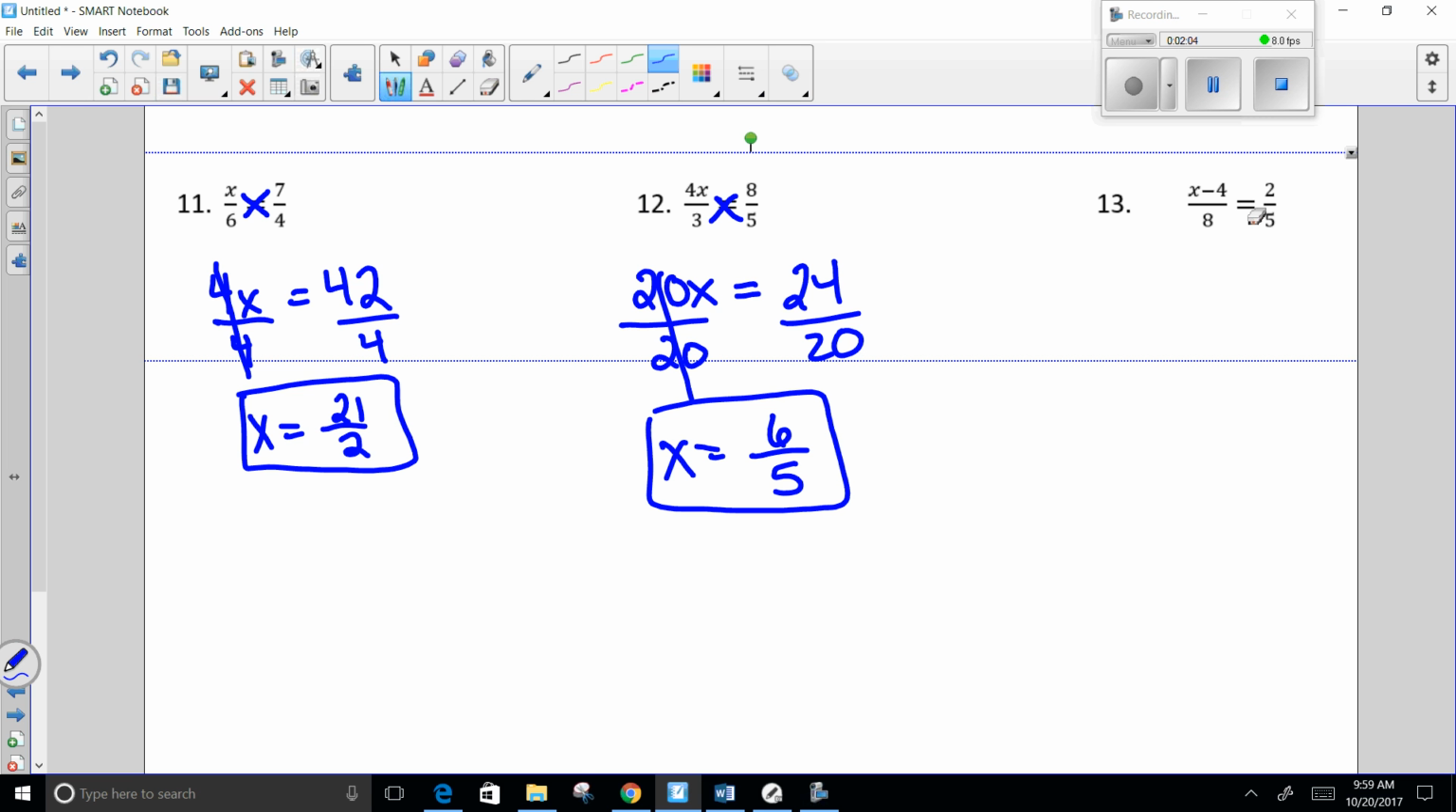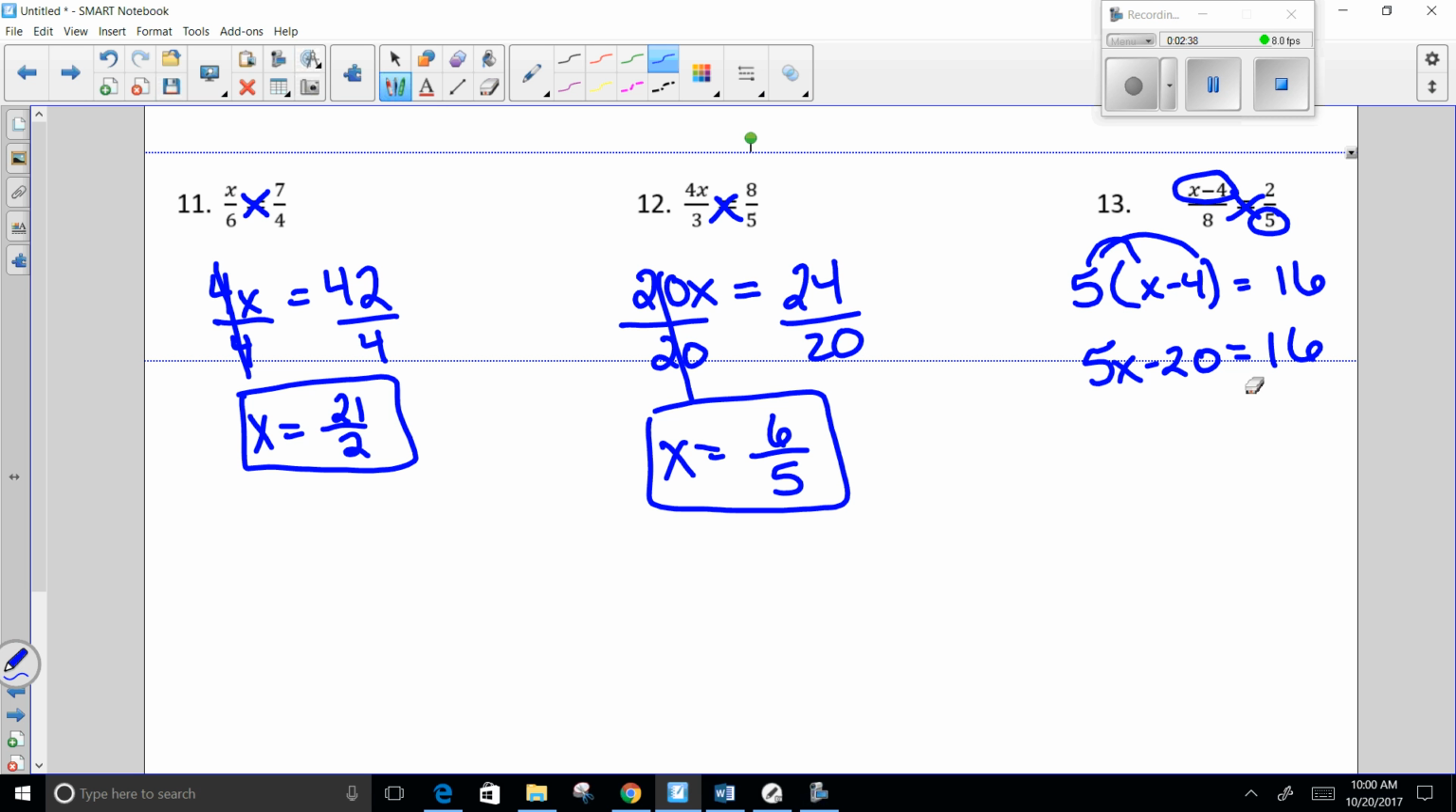Now, over here, it gets a little more difficult. You cross multiply, but here this 5 has to be multiplied by this entire numerator. So you get 5 times the entire numerator of x minus 4 equals 8 times 2, which is 16. Now this is a distribution problem. We take the 5 and distribute it to both terms, and you get 5x minus 20 equals 16. Now this is a multi-step equation.